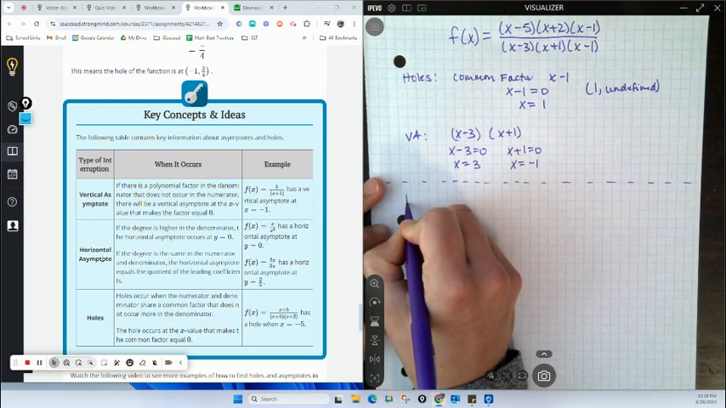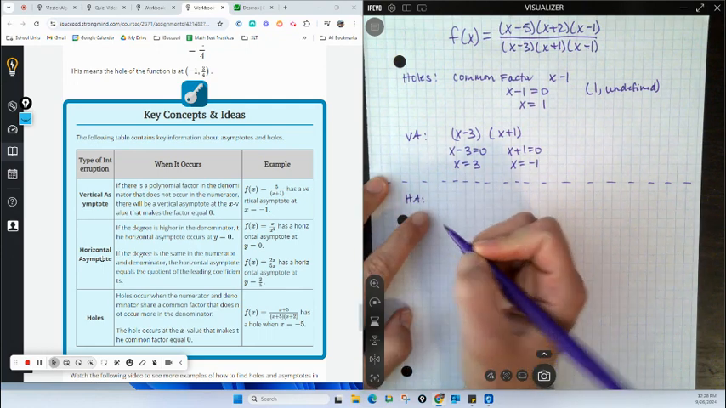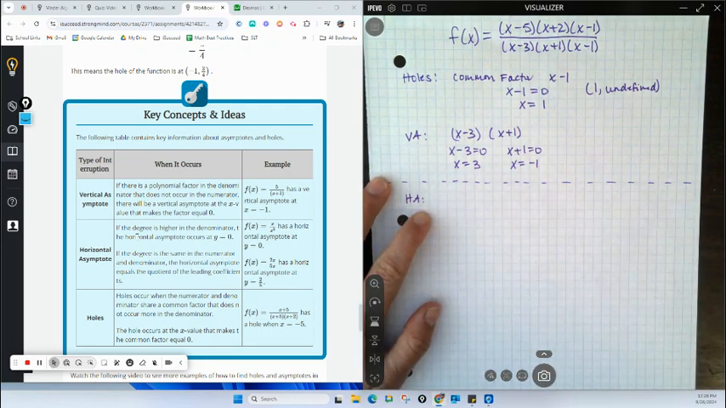Now to me, horizontal asymptote is not necessarily a tricky one, but it is the one that has two options that we have to choose from based on which one fits our function. So there are two situations that we need to read through. The first situation says if the degree is higher in the denominator, the horizontal asymptote occurs at y equaling 0. So for the horizontal asymptote, we are comparing the degree of the numerator with the degree of the denominator.